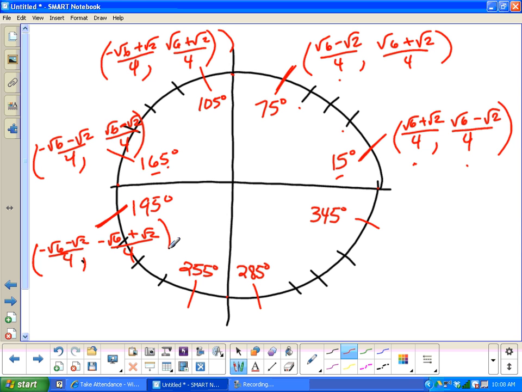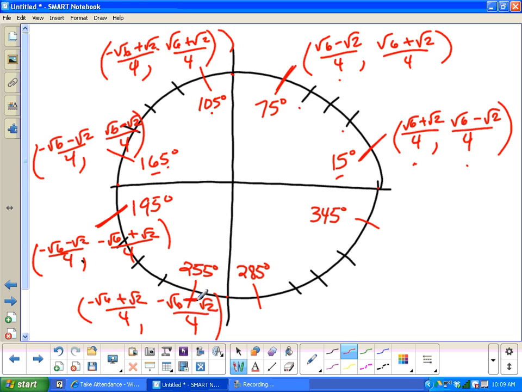All right, let's do 255. So what can I reflect to get the 255? 105. All right, the x is going to stay the same. So it's still going to be negative square root of 6, and then plus square root of 2 over 4. But now we're going to change the y's. So y'all tell me what the y's are going to be down there now. Square root of 6, all right. Square root of 2 over 4. Okay, that's a minus sign right there.